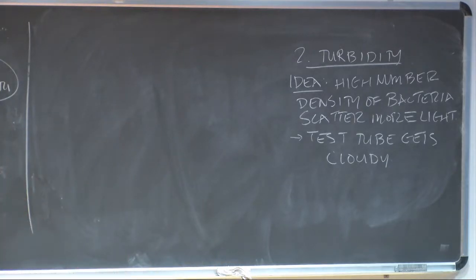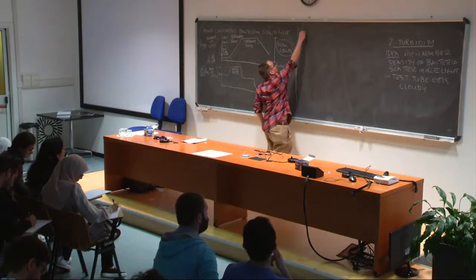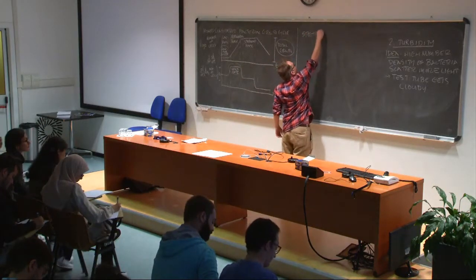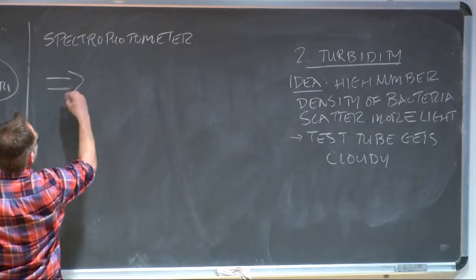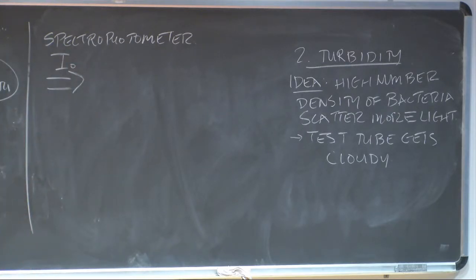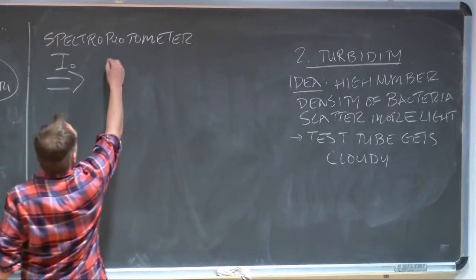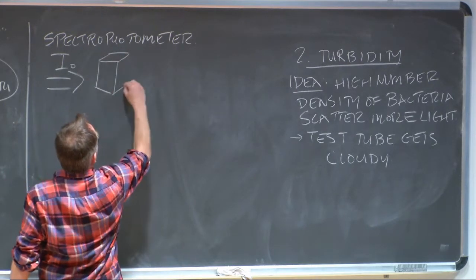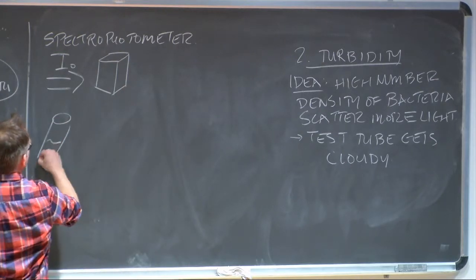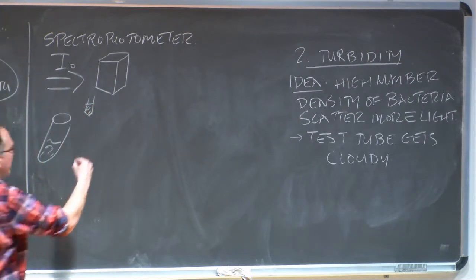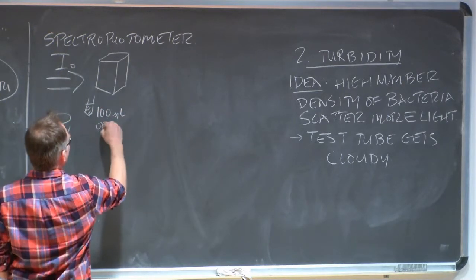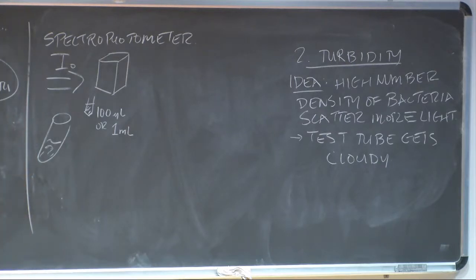So we use an instrument called the spectrophotometer. And you send light with some initial intensity through your sample of bacteria. So let me draw the scenario, and then I'll explain it. So again, you've got your cells growing here, you take a sample, something like, say, 100 microliters or 1 milliliter. Those would be typical sample sizes. And then you would put them into something that's called a cuvette.